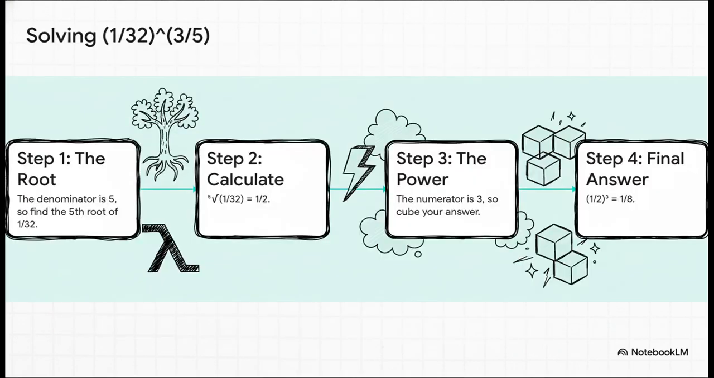Let's apply that rule. Step 1, the root. The denominator is 5, so we need the 5th root of 1/32. Well, the 5th root of 1 is just 1, and the 5th root of 32 is 2, because 2 times itself 5 times is 32. So we have 1/2. Step 2, the power. The numerator is 3, so we take our answer of 1/2 and we raise it to the power of 3. So 1/2 cubed is just 1/2 times 1/2 times 1/2, which gives us our final answer of 1/8.